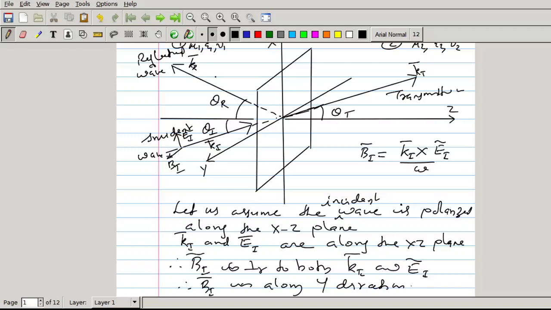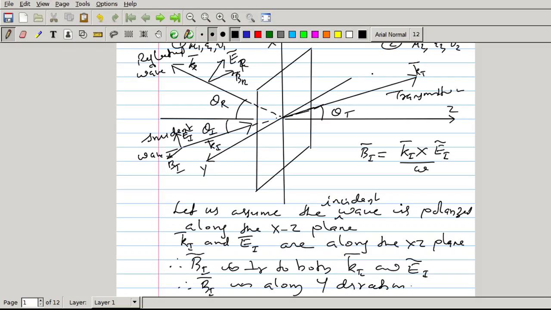Now in this case, the electric field vector should be perpendicular to EI. This is ER, the reflected wave. Then what about K cross E? When you take the cross product of K and E, this will be along the negative Y direction. So the magnetic field BR should be along the negative Y direction.